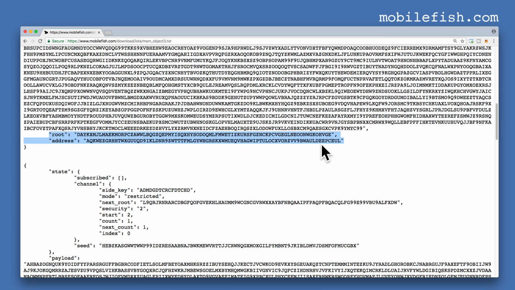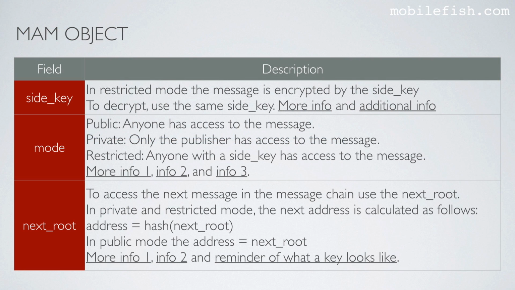As you can see, the root and the address are not the same. The address is the hash of the root. Next root: to access the next message in the message chain, use the next root. In private and restricted mode, the next address is calculated as follows. Address is the hash of the next root. In public mode, the address is the next root.